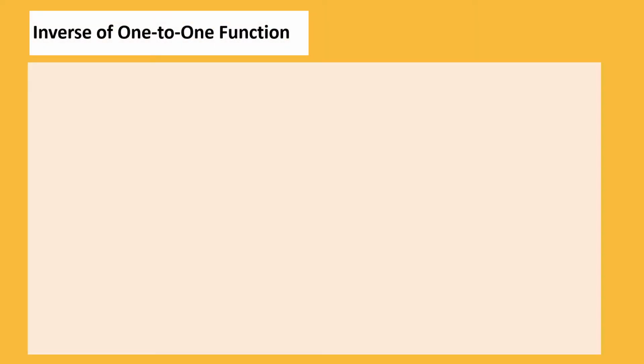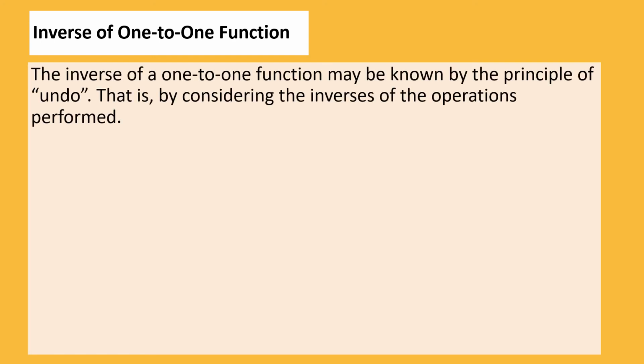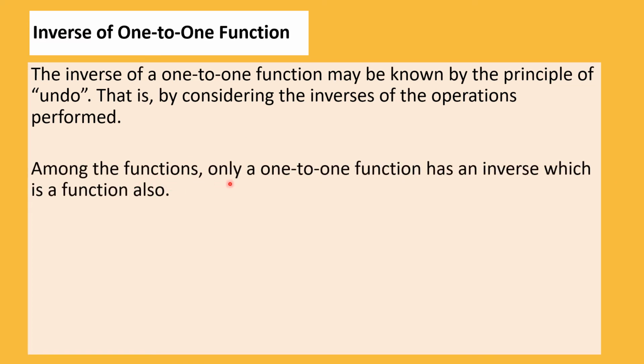Next, what is inverse of one-to-one function? The inverse of one-to-one function may be known by the principle of undo. That is, by considering the inverses of operation performed. Among the functions, only one-to-one function has inverse, which is a function also. So, lagi niyong tatandaan, ang meron lang inverse ay ang one-to-one function.